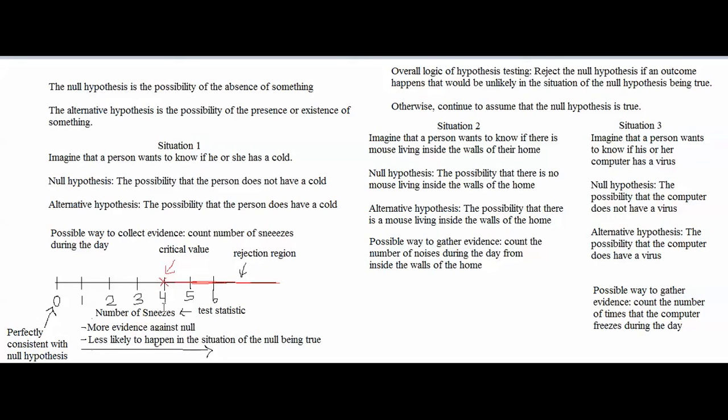The rule that's usually followed is if you get an outcome that would only have a 5% chance of happening in the situation of the null hypothesis being true, then that outcome is fairly unlikely to happen if the null hypothesis was true, which means it's strong enough evidence to reject the null hypothesis.